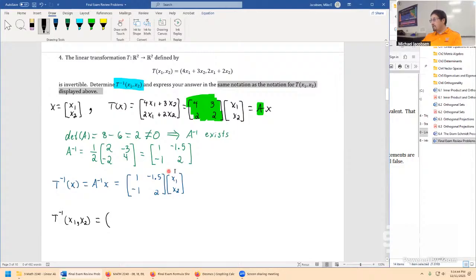We do the multiplication here and here. So take 1 times x1 minus 1.5 times x2. x1 minus 1.5 x2. Same thing here. We're just multiplying out to the matrix times the vector, but writing the results sideways. So this would be entry 1. Below is entry 2, but sideways this time. Negative x1 plus 2x2. And that's our inverse mapping in the same notation as above. We got it, folks. This one kind of reviews a lot of strange topics and theorems all in one. Any questions on getting through this one here?